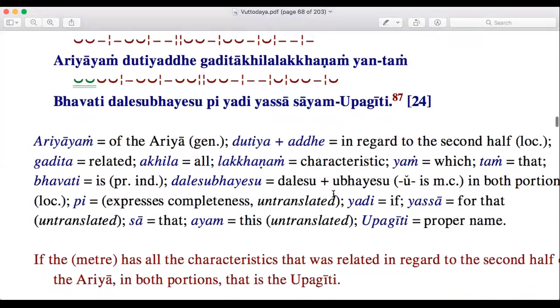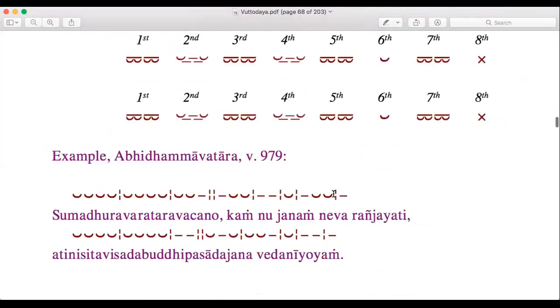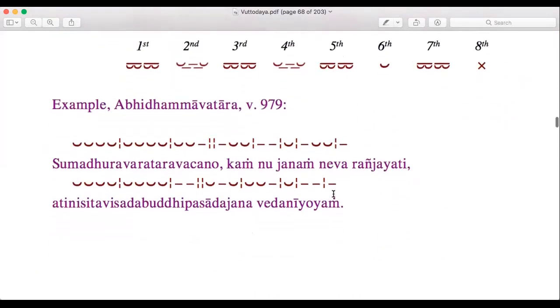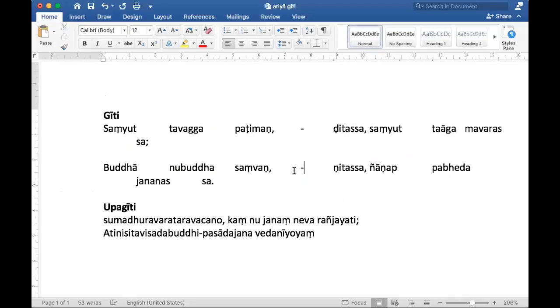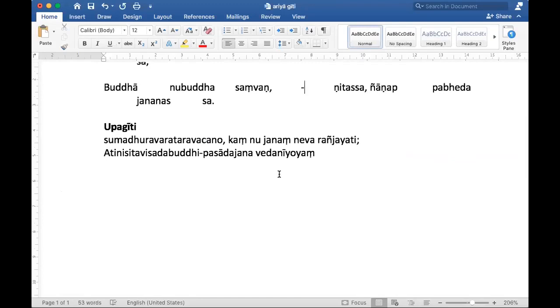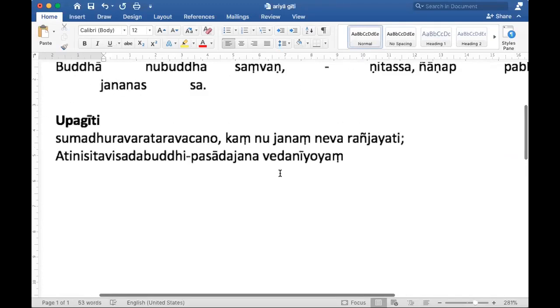No questions, right? Then let's go to see the example. Here is an example from Abhidhammavatara. Abhidhammavatara is a book like Abhidhammata Sangaha. So I have typed it and I will show you that. So here is the same example.